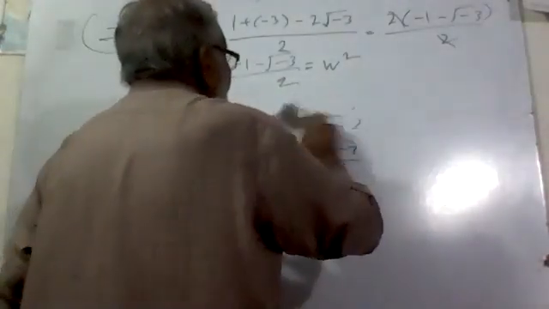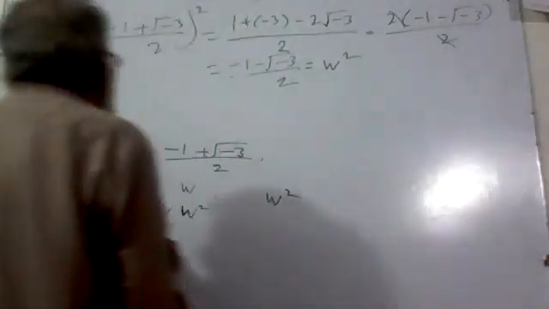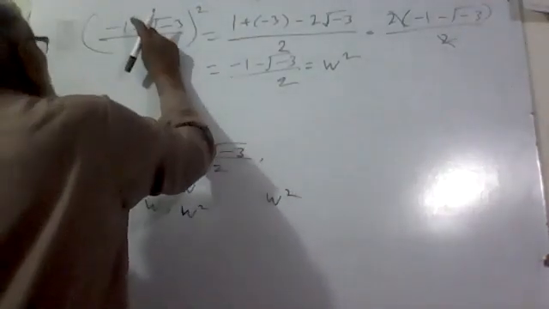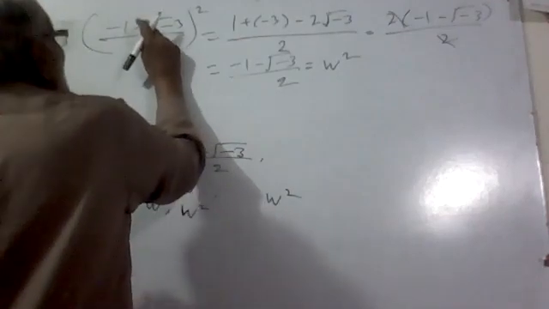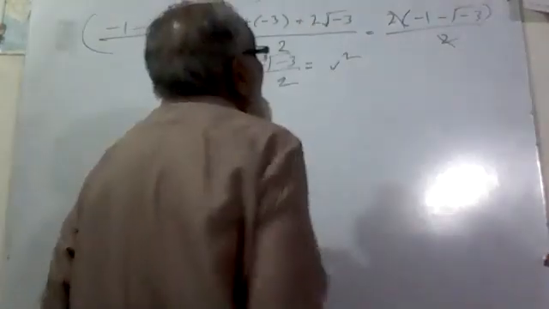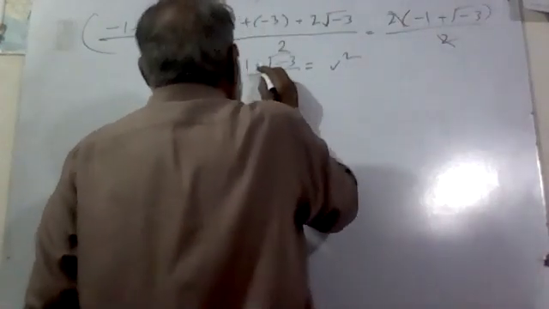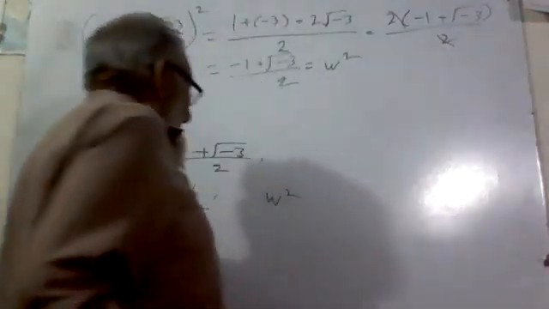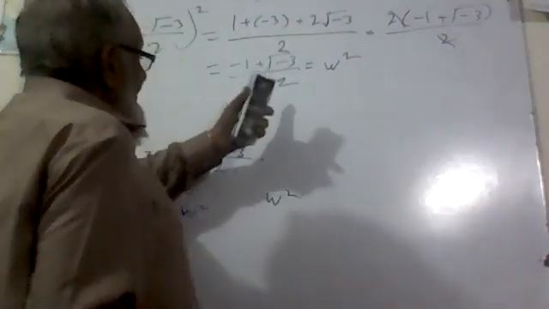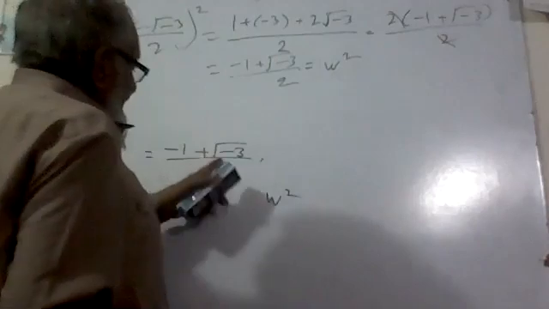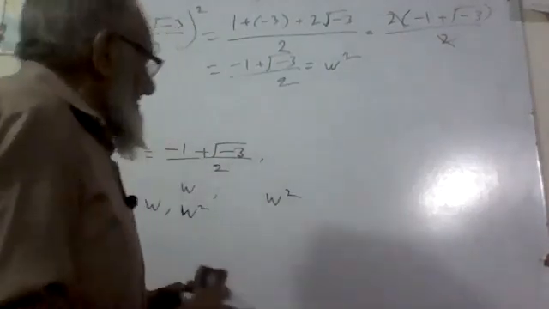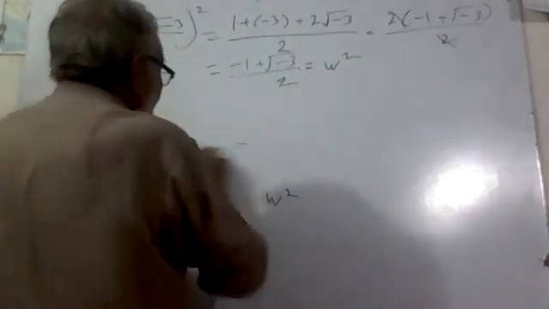Similarly, if you square the other one, if you square this quantity, it will give you this one. So the square of one is equal to the other. So this square gives you this one, and this square gives you this one. So of the two roots, one can be taken as omega, and the other will be omega square.